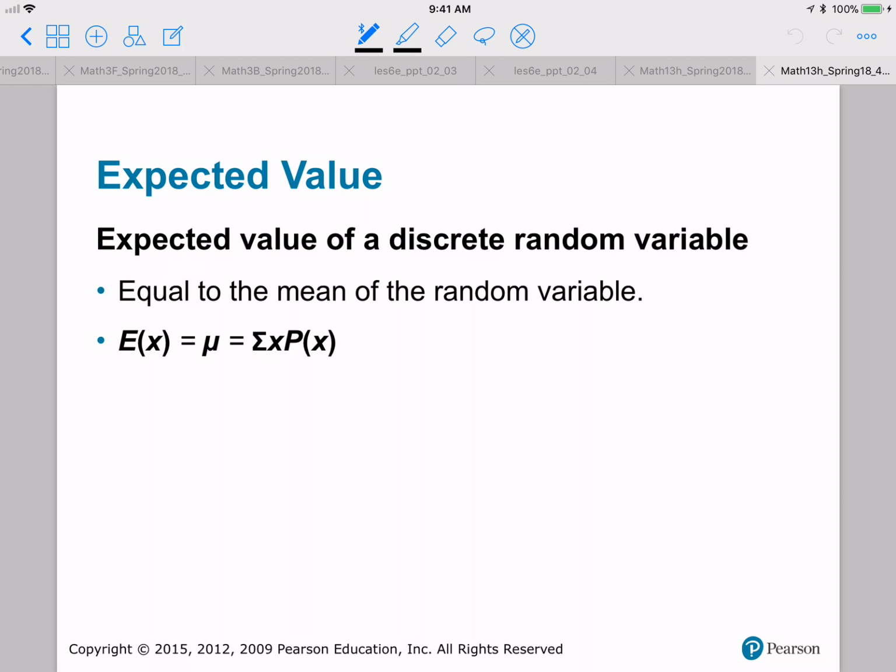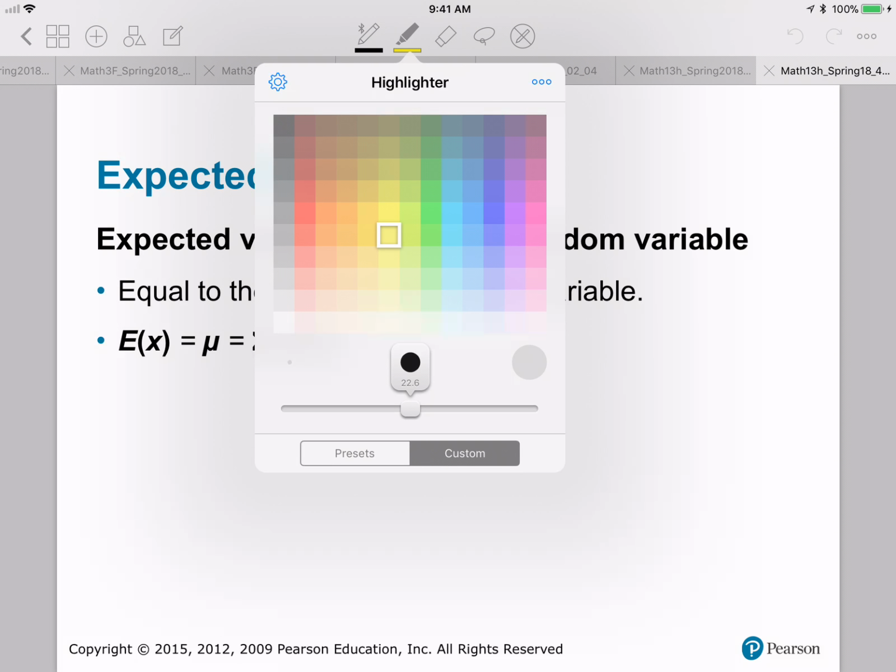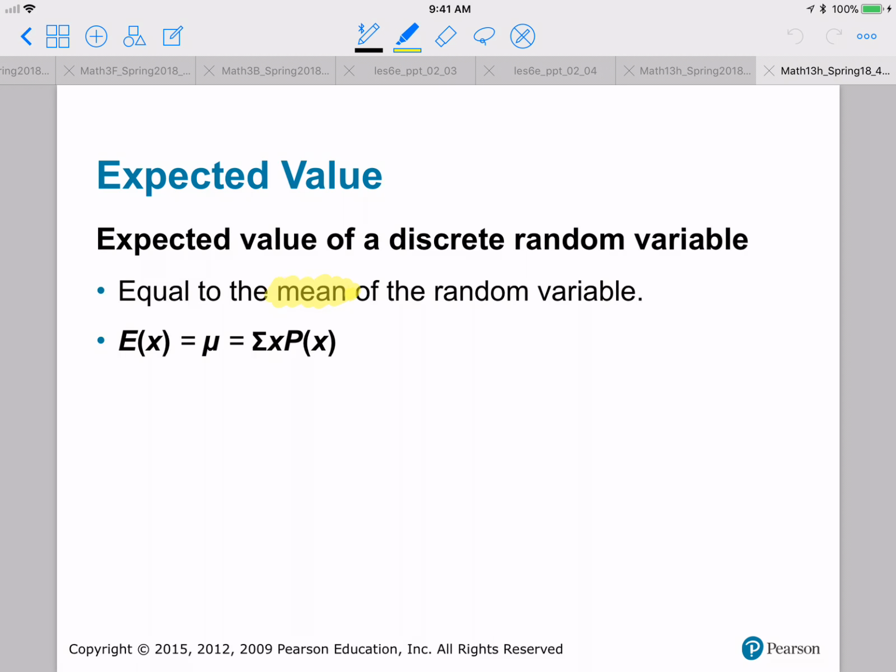So what is the expected value? It's essentially another way of saying the mean. It's the mean of a random variable, the mean of a probability distribution of a random variable. The formula is exactly the same as the formula for the mean of a probability distribution.